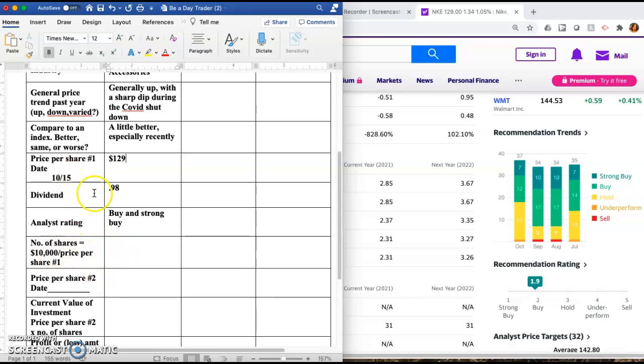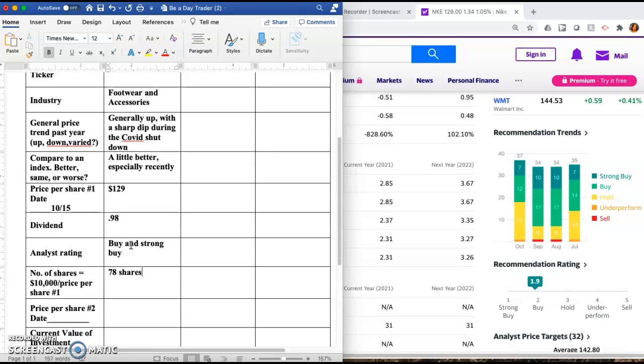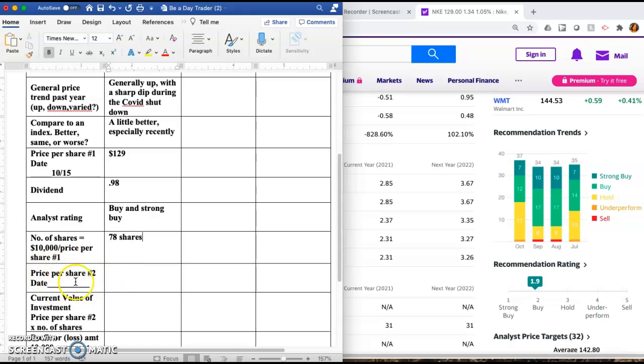But $10,000 divided by 129, I'm just going to pull up my calculator real quick. 77.51, I'm going to round that up. We can't buy half a share, so we're just going to round that up to 78 shares. All right, and that's all we're doing. We're not going to go any farther because what we're going to do is come back later and see the price later.